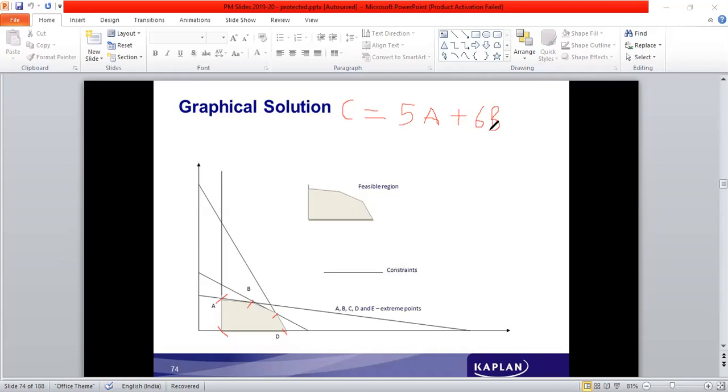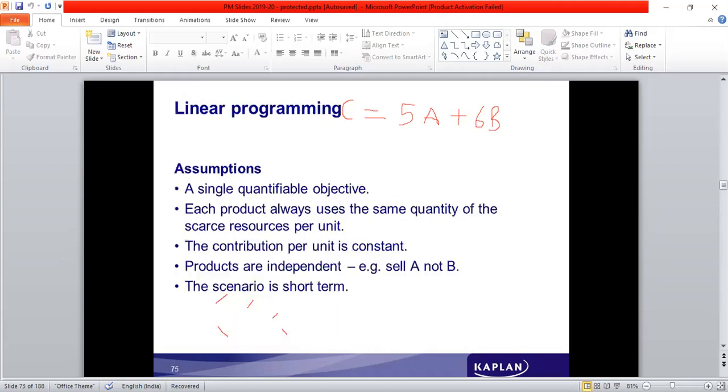This is the graphical part of it. We will look into one question from the exam kit, so it becomes easier. What are the assumptions of linear programming? A single quantifiable object, only one object would be there. Each product always uses the same quantity of the scarce resource per unit. Then the contribution per unit is constant.